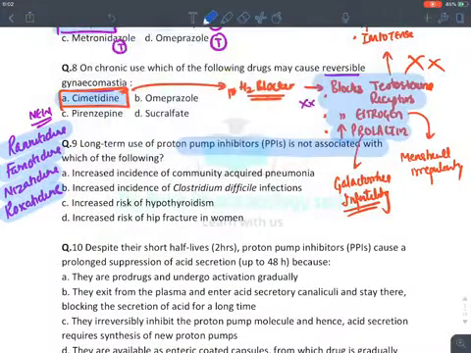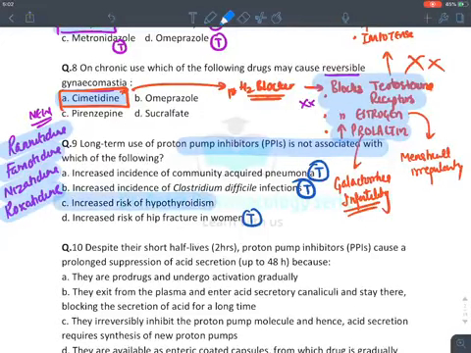So let's see the options. Increased incidence of community acquired pneumonia, absolutely true. Increased risk of Clostridium difficile infection is absolutely true. Increased risk of hip fracture in females, yes, because of reduced calcium absorption. The answer is C. So this is a false statement. They don't have any effect on thyroid profile.